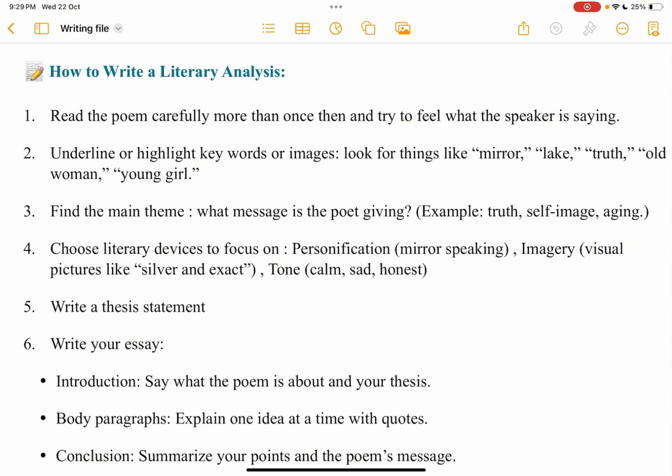The second thing is you're going to highlight the words or images. For example, what are the important words in the poem Mirror? Mirror itself, right? And then the word lake, the word truth, old woman, younger, terrible fish. All these words are important. Just highlight them. And then find the main theme. What message is the poet trying to give? For example, the truth about self-image and aging and all of that.